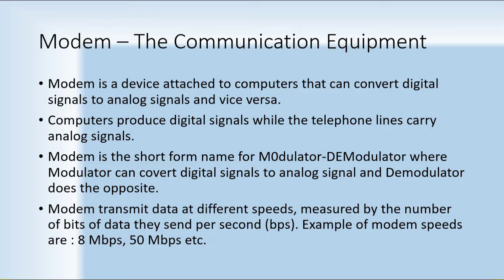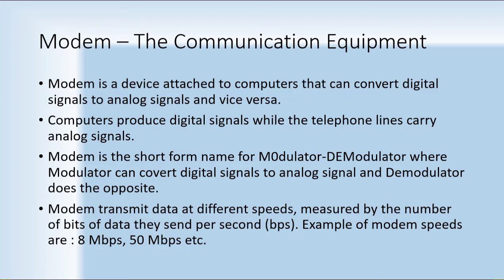Means at the sender's end, the data which is created is in the digital form, and this digital signal will be converted into the analog by the modem, and at the receiver's end the same analog signal which has been transmitted will be converted back to the digital so that the electronic device can read it. I hope this is clear to you people.